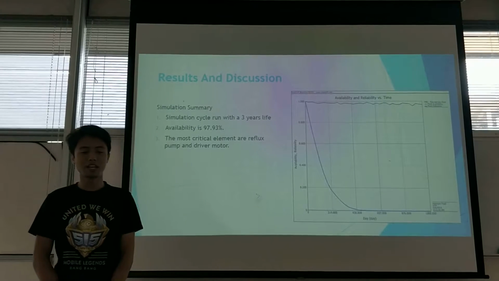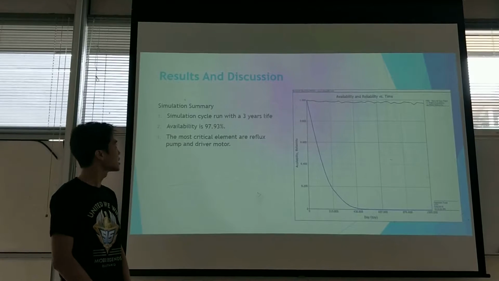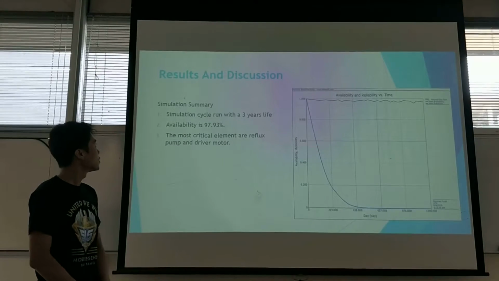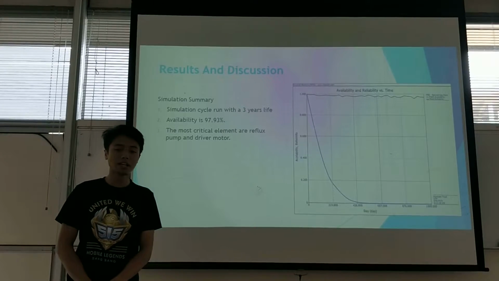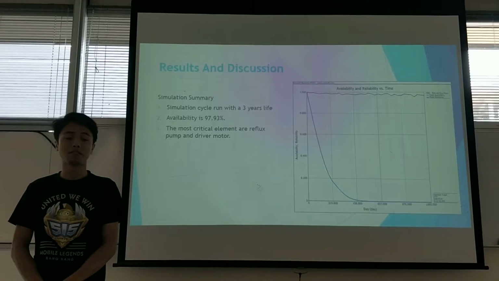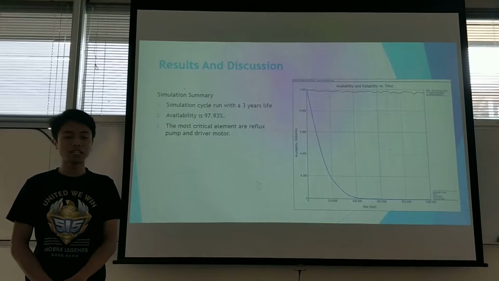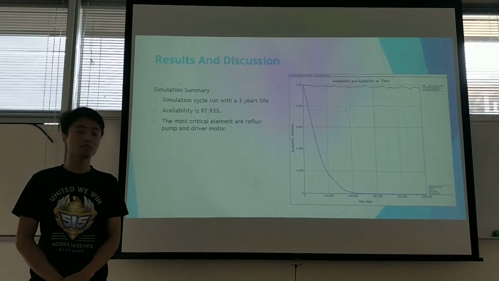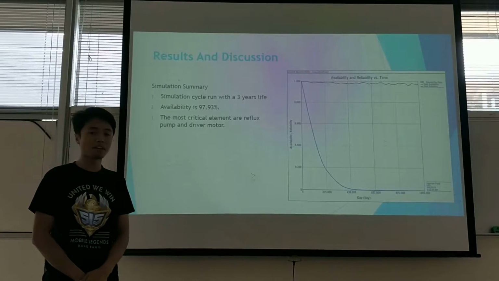Thank you, Pavi and Hamizan, for the presentation before. Next, I will proceed with the next presentation, which is the result and discussion. Alright, for the first one, simulation summary. Our simulation cycle ran with a 3 year life. After that, we obtained the availability, which is 97.93%. The most critical elements are the reflux pump and driver motor.